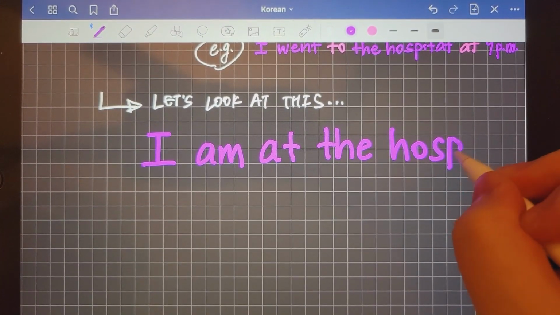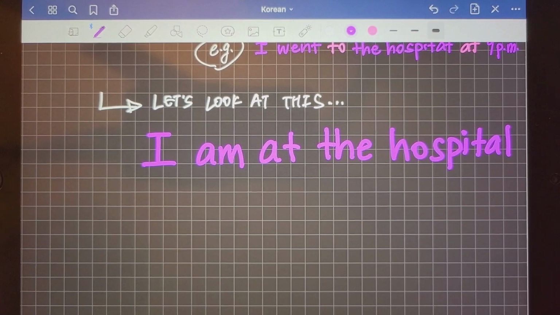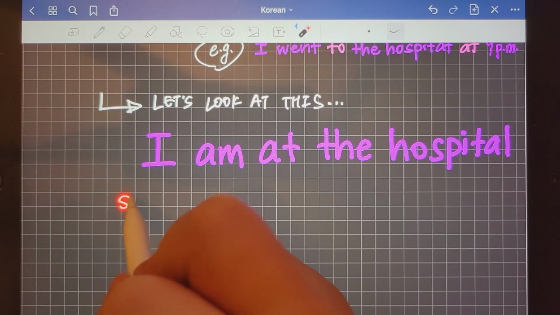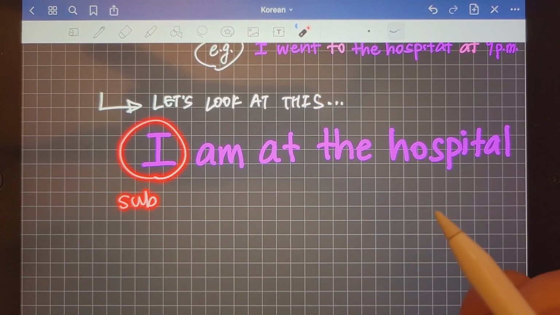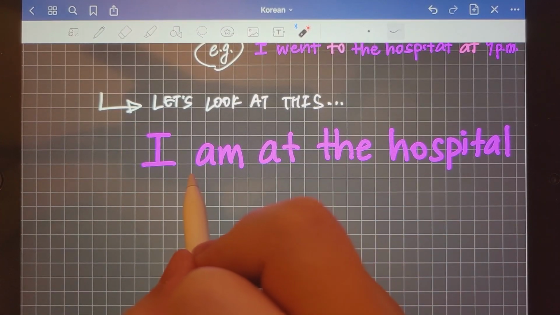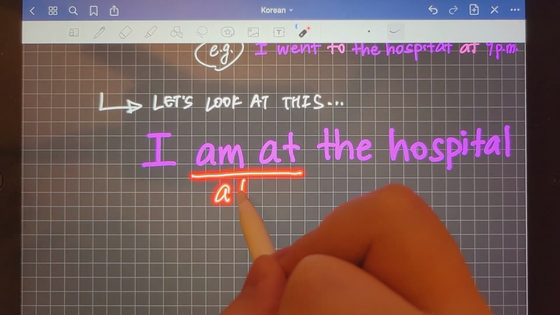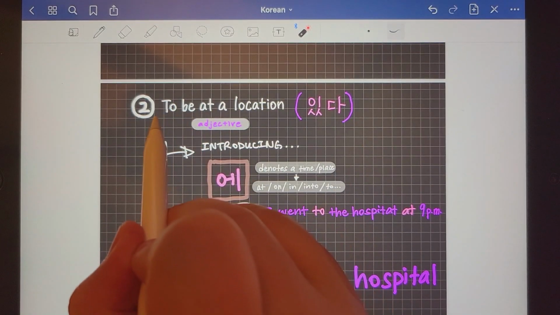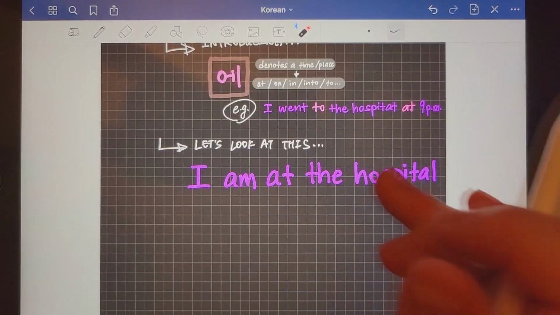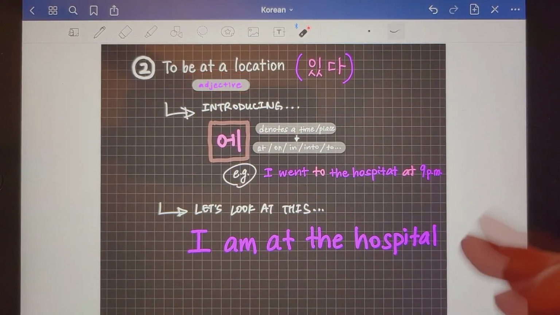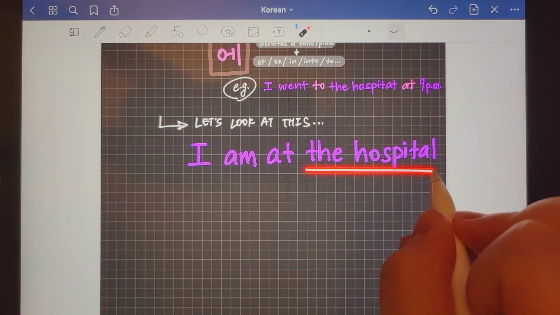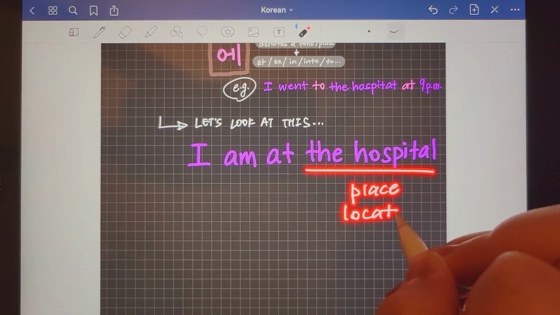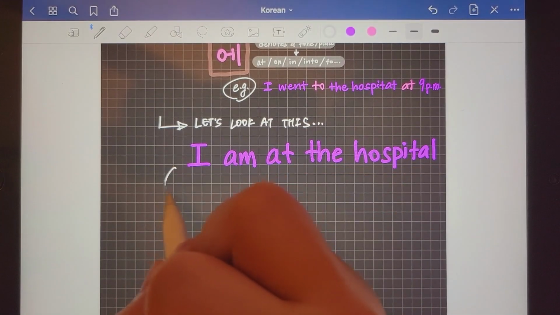I am at the hospital. I am at the hospital. Do you know what's coming? Yes. Let's identify the subject. And then, what is am at? That is the adjective. Remember, to be at a location, ita, is an adjective. So, we have the hospital left, and this is the place or the location that we are talking about.